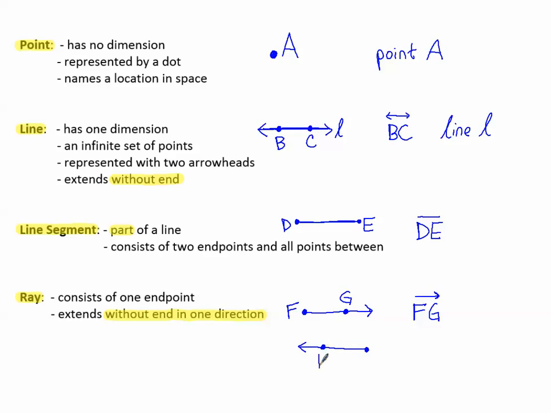If this is H and this is K, I still must start the name for the ray with the endpoint. Because the endpoint is K, I start the naming with K, K, H. Notice the endpoint is how we start the naming of the ray.